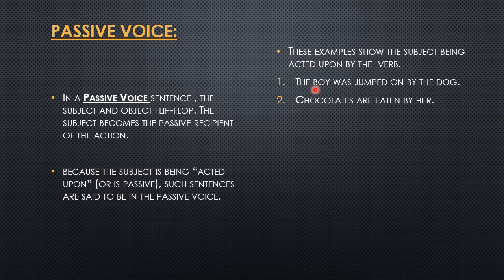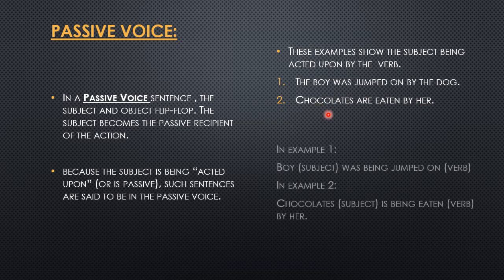You can see कि जो the dog है वो पिछले सेंटेंस में एक्टिव सेंटेंस में वो सब्जेक्ट था जो कि अब ऑब्जेक्ट बन चुका है और the boy जो कि पहले ऑब्जेक्ट था अब वो सब्जेक्ट बन चुका है. So it is a flip flop in passive voice. Understand? Now, the chocolates are eaten by her. Same is the case with this sentence. The subject has become the object and the object has become the subject.